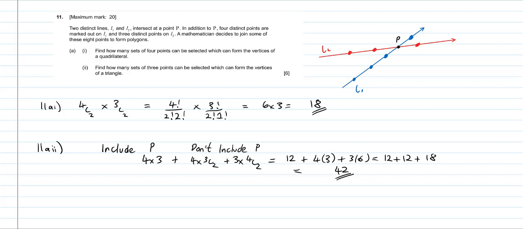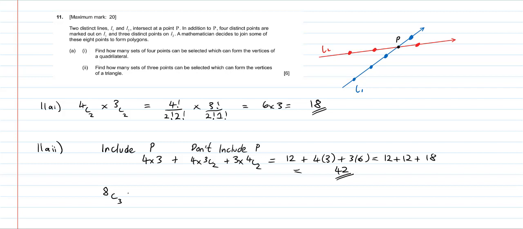So when we get these combination or combinatorics type questions, sometimes it's good to be able to count these things in different ways. So I'll just show you one more way that we could have counted this one for 11a part 2. We could have just selected all the ways of selecting 3 points. So altogether, we've got 8 points, and we need to choose 3 of them. But we can't have 3 points on the same line if we're going to make a triangle.